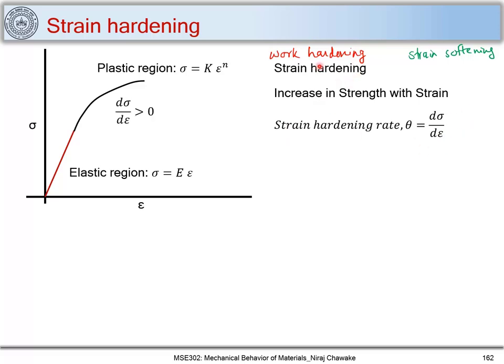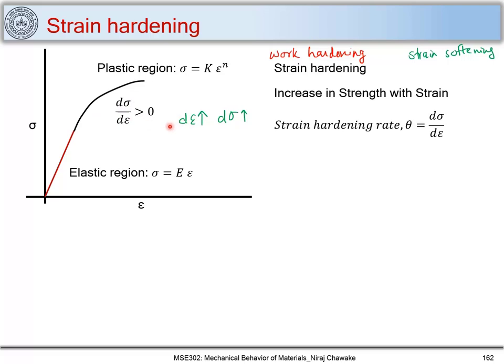So when we say strain hardening, basically what we mean is that d sigma upon d epsilon is greater than zero. Let us understand this. When I have a small increment in strain, there will be an increase in stress. And this increase in stress is such that d sigma upon d epsilon is greater than zero.